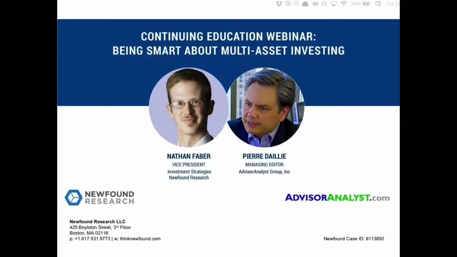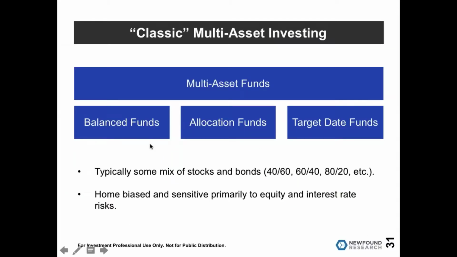Under multi-asset funds, we can divide them into three categories in general. We have balanced funds, allocation funds, and target date funds. These are typically all some mix of stocks and bonds, like a 40-60 or an 80-20, and many of them are home biased and sensitive primarily to equity and interest rate risks. You've probably seen the stat that a 60-40 portfolio actually has 90% of its risk allocated to the equity risk and only 10% in the interest rate risk from the bonds.